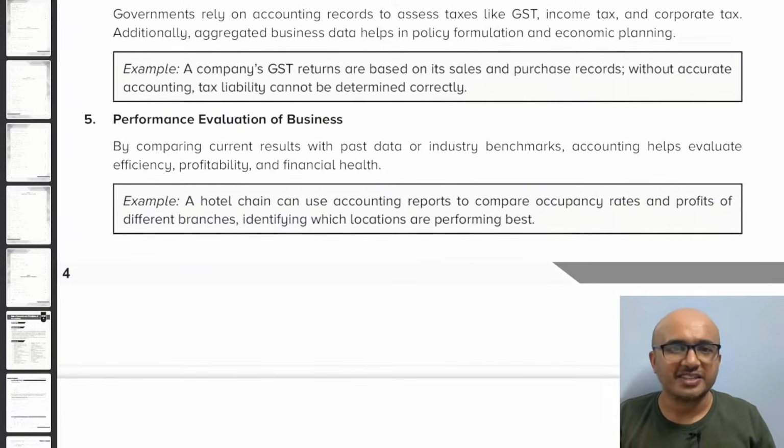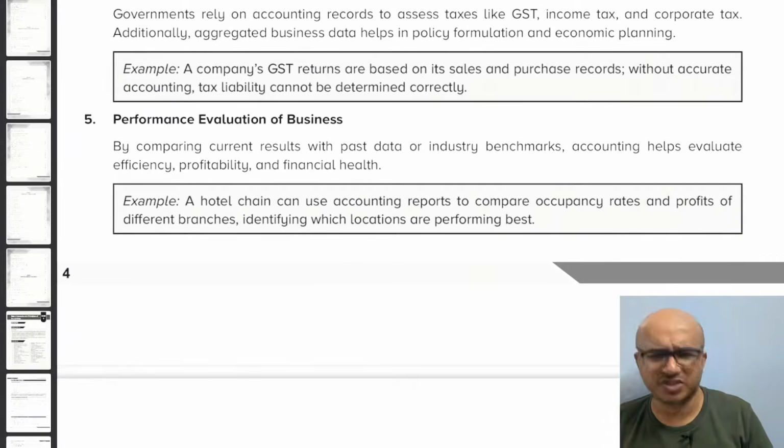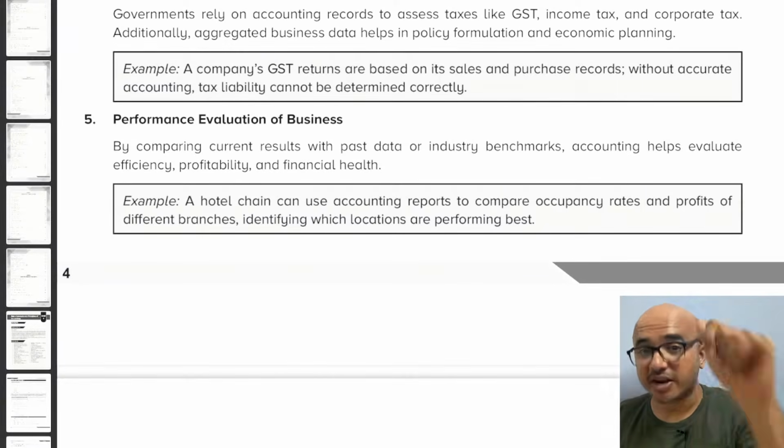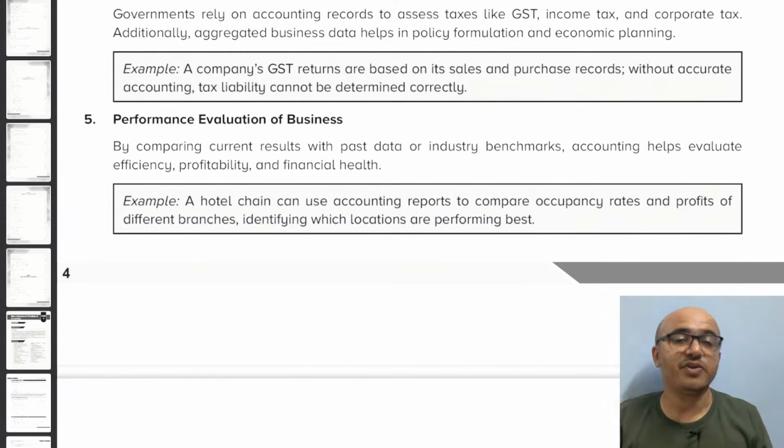Fine. Example: a hotel chain can use accounting reports to compare occupancy rates and profits of different branches, identifying which locations are performing best. Of course, if you have multiple hotels, or if you are part of a hotel chain, then you can easily do all these things. You can measure which branch is doing good. Even if it is in the same city, maybe sometimes one branch is doing better. But how will we know that branch is doing better? We will know only if we have the records. Otherwise how will we get to know? We won't get to know.